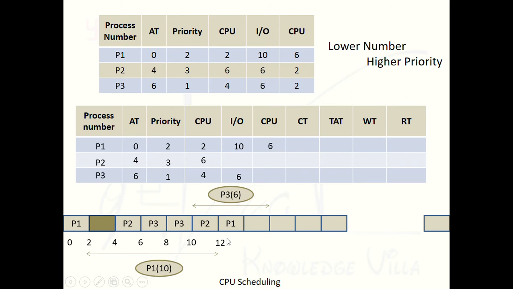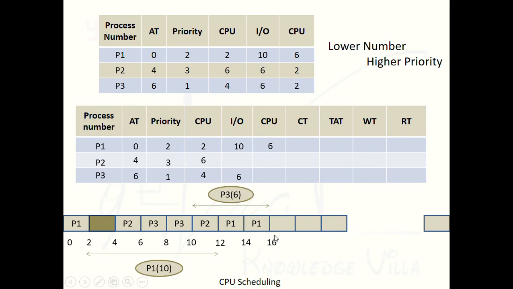So 12 to 14 and again 14 to 16. Up to time unit 16, P1 will execute 2 plus 2 for 4 time units, whereas actually P1 requires CPU for 6 time units.